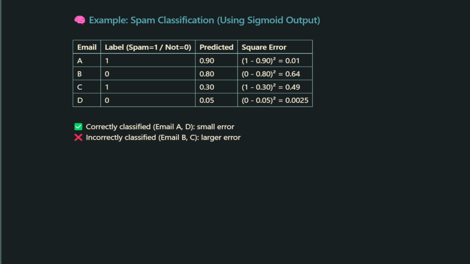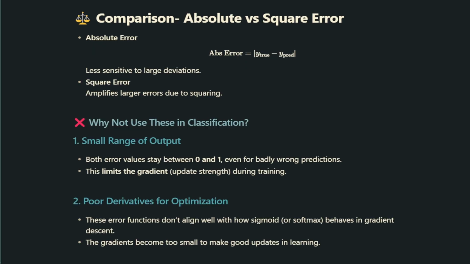Now let's quickly compare absolute error and squared error. Absolute error is calculated as the difference between the true label and the prediction. It's simple and easy to understand, but it's not very sensitive to big mistakes. Squared error, on the other hand, squares the difference. This means larger errors get amplified, so the model gets punished more for big mistakes.